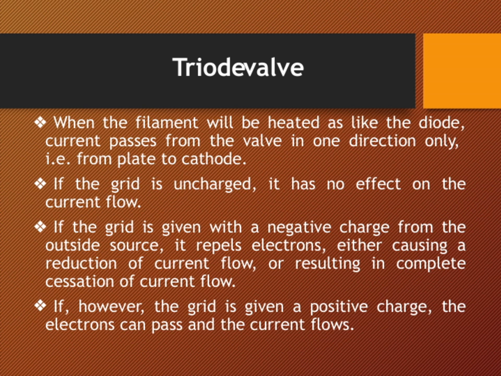This repulsion can reduce the current flow significantly or even stop it entirely. Conversely, if we give the grid a positive charge, it attracts the electrons, allowing the current to pass through freely. This is the basic principle behind a triode valve, where the grid controls the flow of current, making it a fundamental component in amplification and switching applications. All of these points show how the grid's voltage directly influences the current, which is central to understanding how these valves work within larger electronic systems.